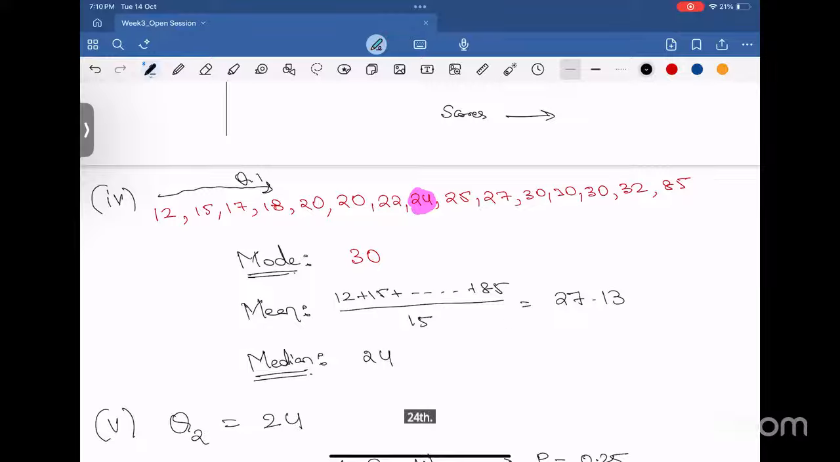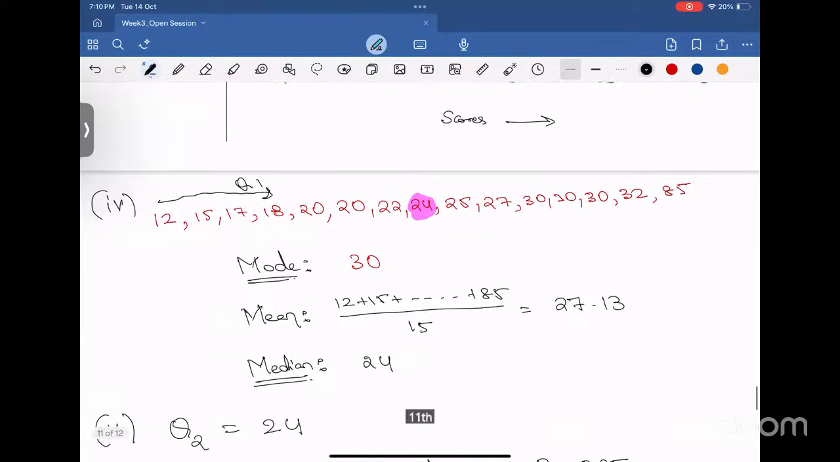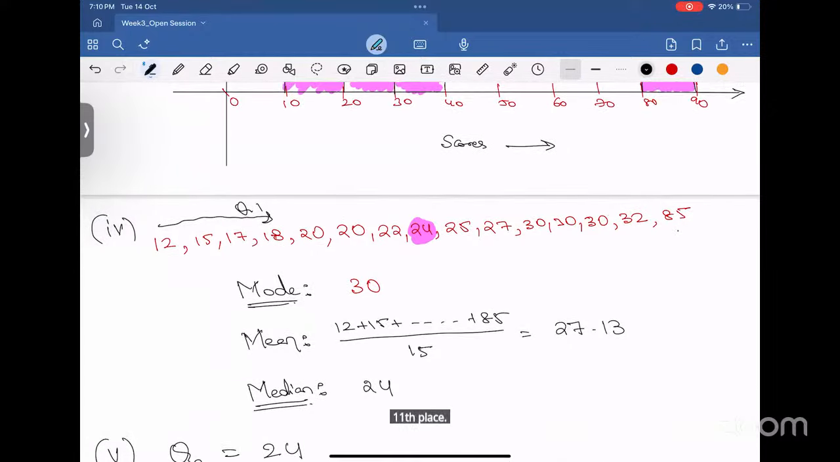Any strong guesses? 30. 30, 30 and 11th, which place? 11th place. 15, 14, 13, 12, 11. This one. Yes, so I think 12th place.